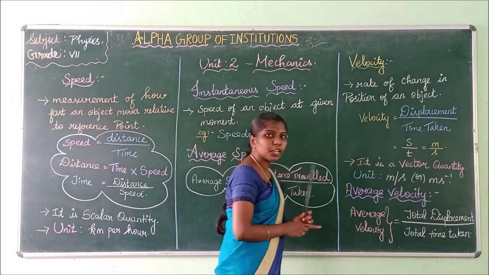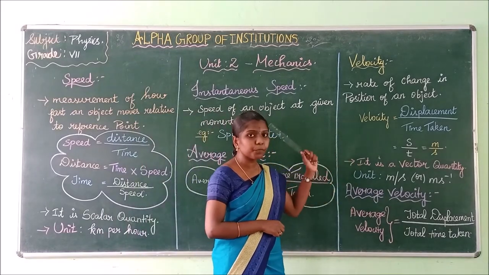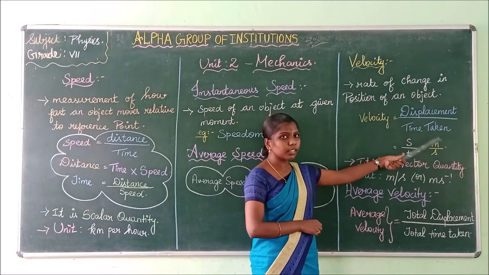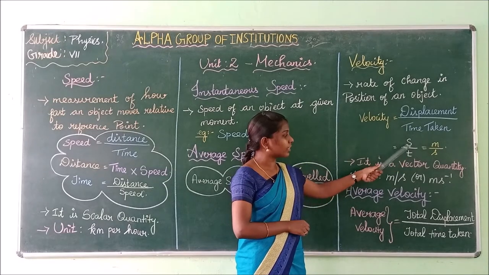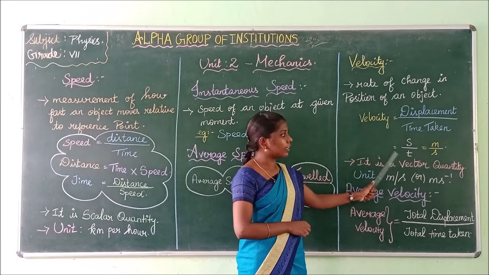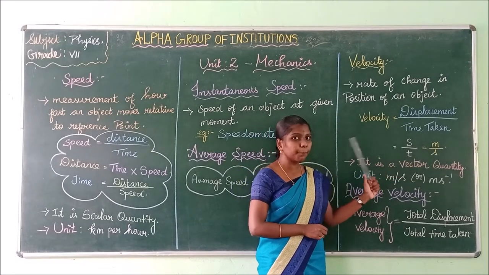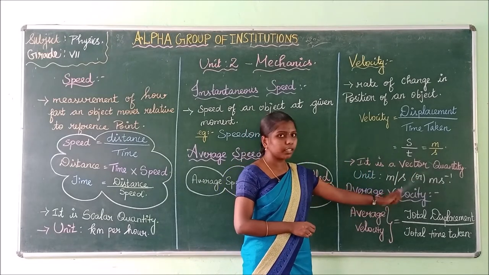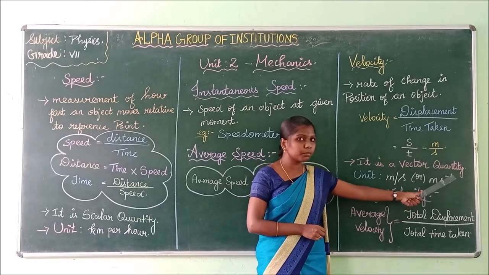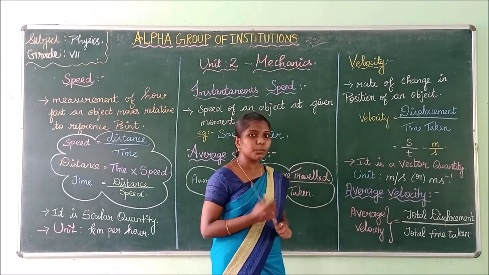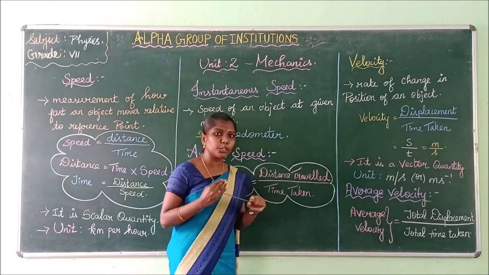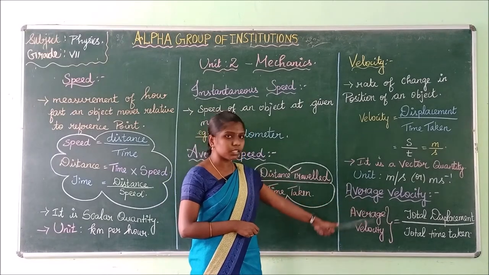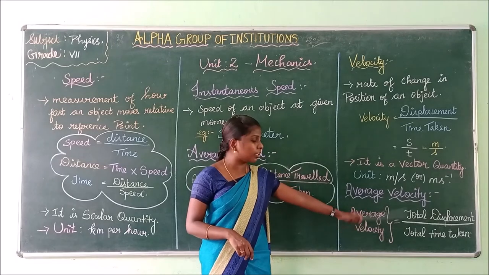Next we have seen velocity. What is velocity? Rate of change in position of an object. The formula to calculate velocity is change in displacement by change in time taken. Displacement is denoted by the letter S and time taken is denoted by T. Unit of displacement is meter, unit of time is second. So the unit of velocity is meter per second. It can also be written as m s power minus 1. Velocity is a vector quantity as it possesses both magnitude and direction. Next, we have seen what is average velocity. Average velocity is the ratio of total displacement and total time taken.